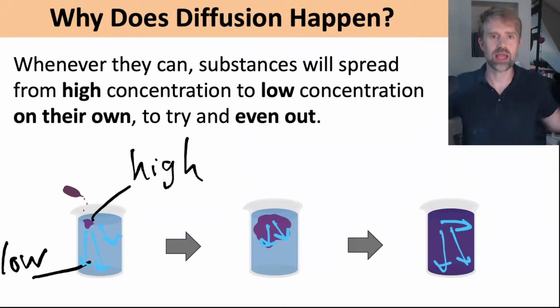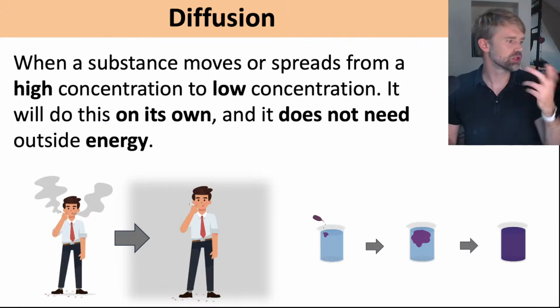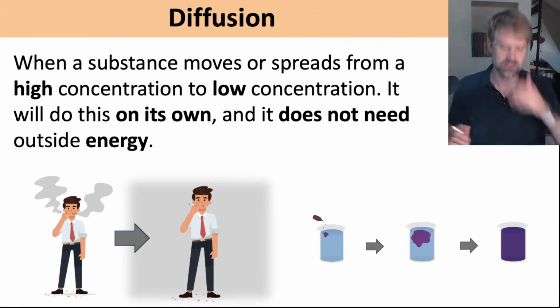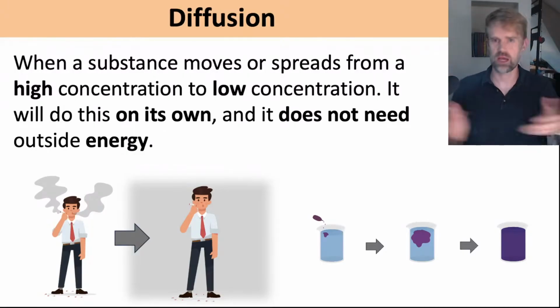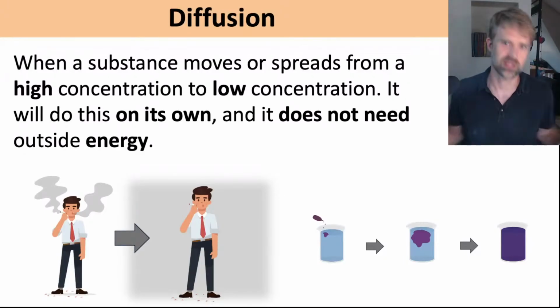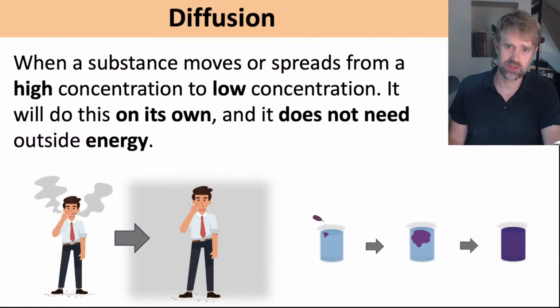So diffusion happens because things, whenever they can, want to spread from high concentration to low concentration. We saw this in two examples here. The dude with the smoke spreads out in the bar, the food coloring spreads out in the glass. High concentration to low concentration. It happens on its own. It does not need outside energy. Smoke just spreads out. Food coloring just spreads out whenever it has a chance. Okay. Any questions about this?